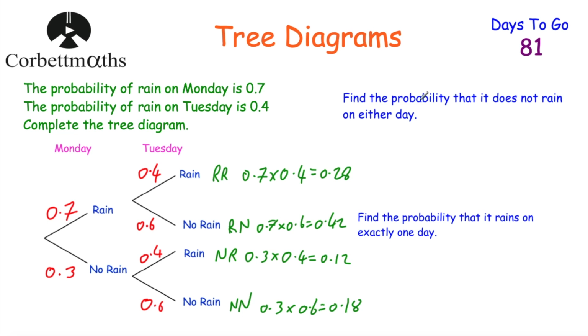So the first question says, find the probability that it does not rain on either day. So that would be no rain and no rain. So that would be 0.18. And that's it. So the probability that it does not rain on either day would be 0.18.